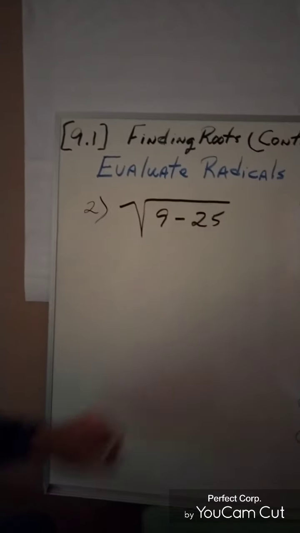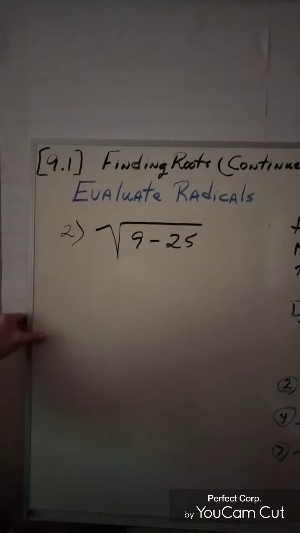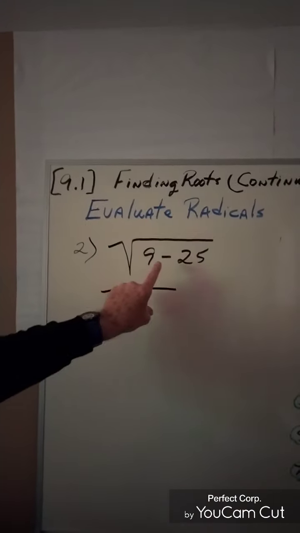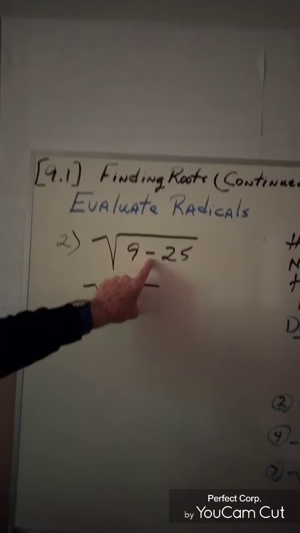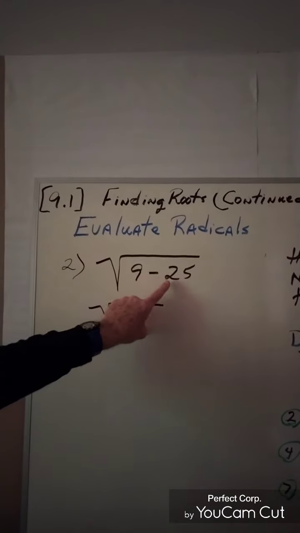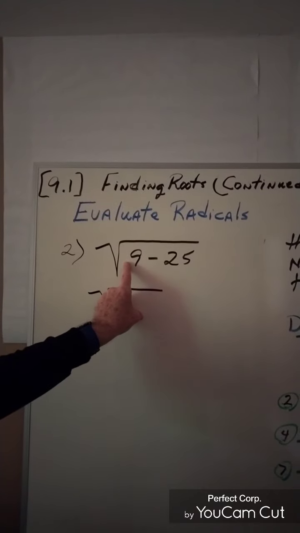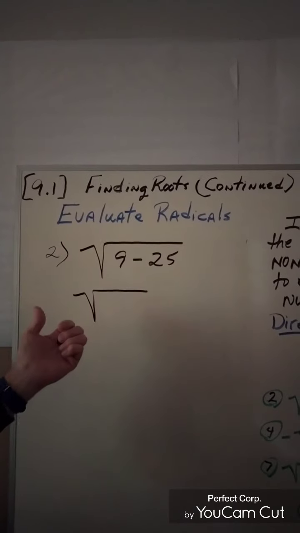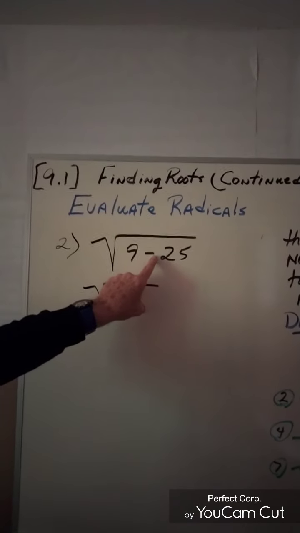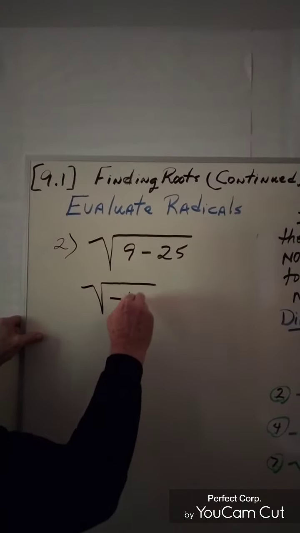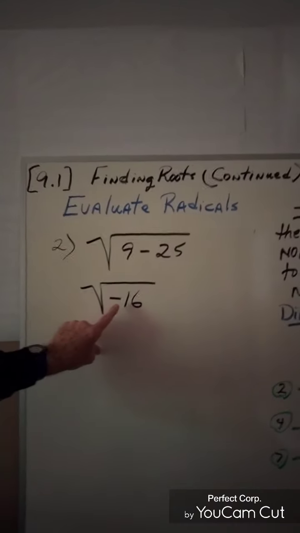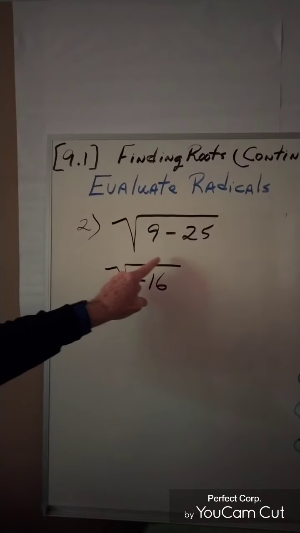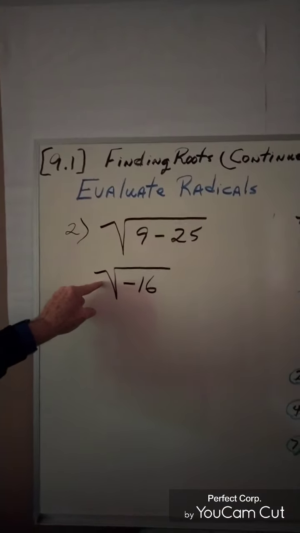That radical sign is also a grouping device. You bring down that radical sign and you do the operation inside underneath that radical. 9 minus 25. Positive 9 combined with a -25. Really subtract. Take the sign of the bigger absolute. And then look at the radical expression. There is no root that can exist for this one.